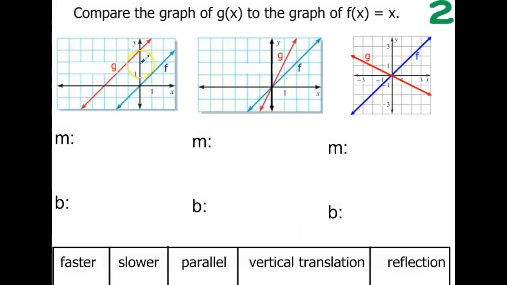So here is our parent function, this f line, or f of x, whichever you like to call it. And they want us to compare our g function, or line g, to line f. I like to think of line f as just naming it. This is Fred. My grandpa's name is Fred. It really is. His name is Fred. So we're going to compare, let's say, Gina to Fred.